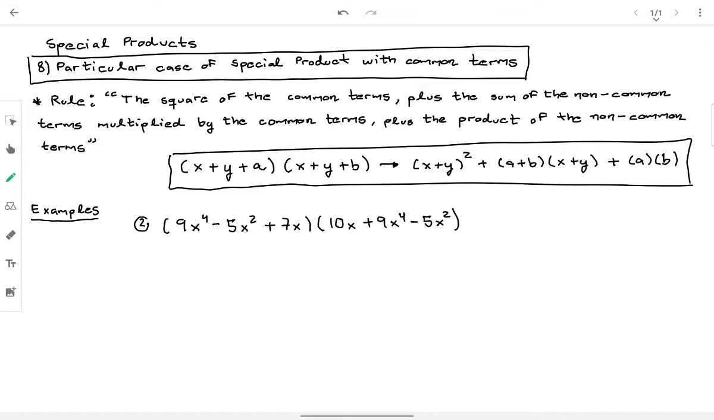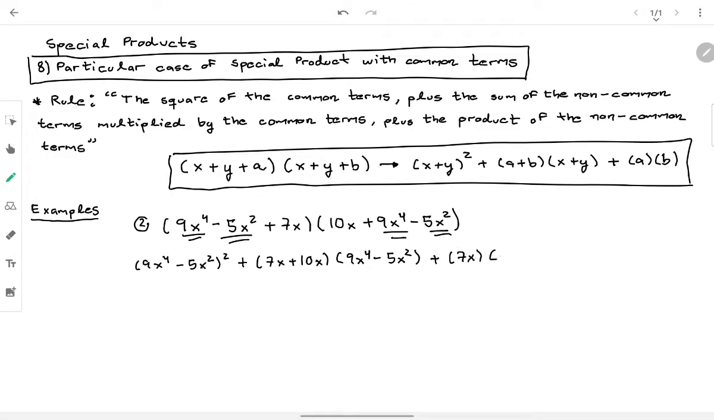So we need to check for those that are common terms in both parentheses. That means 9x to the 4 and also minus 5x squared. So the rule is the common terms squared plus the addition of the non-common terms multiplied by the common terms plus the product of the non-common terms. So it's going to be something like this.